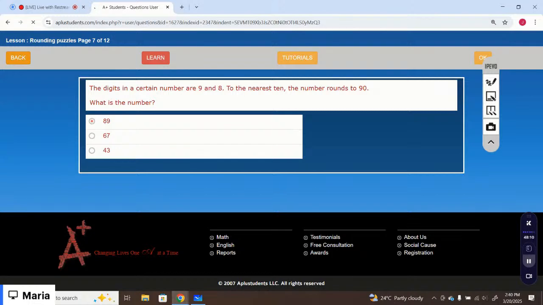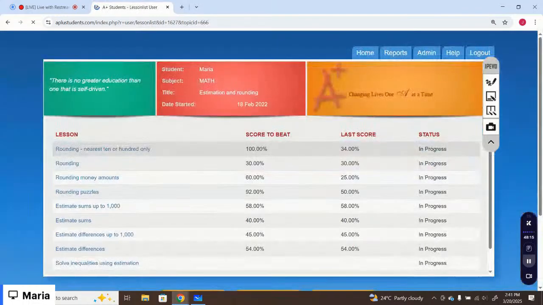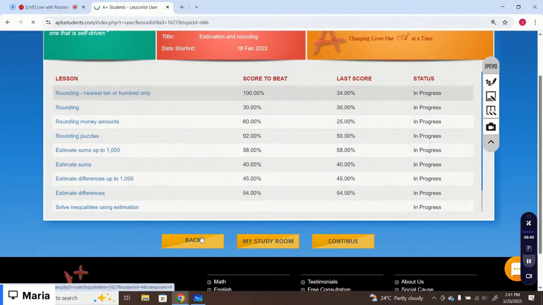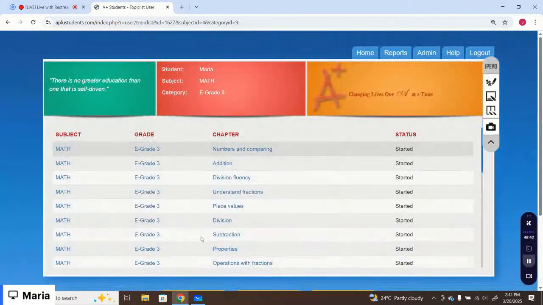So we were working on grade 3 math. The chapter we were working on is estimation and rounding. The lessons we have covered today are rounding to the nearest 10 or 100 only, rounding money amounts and rounding puzzles. So please make sure before the next session you complete all the practice questions for the lessons we just did. That is your homework until the next session.